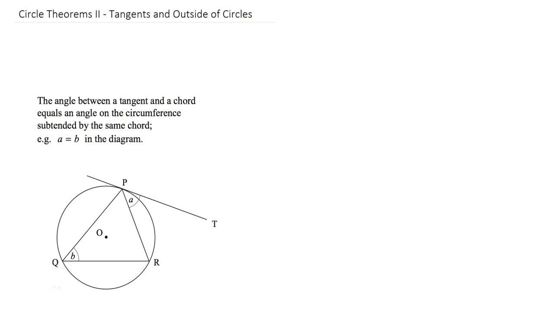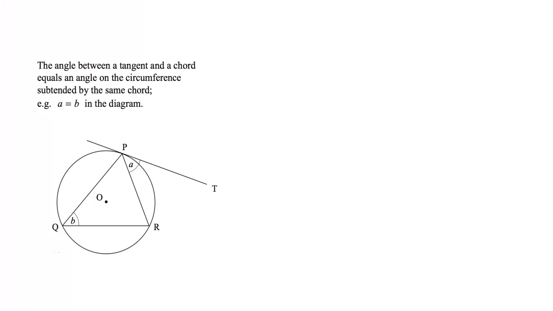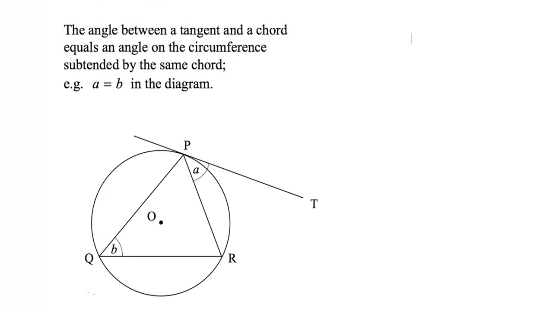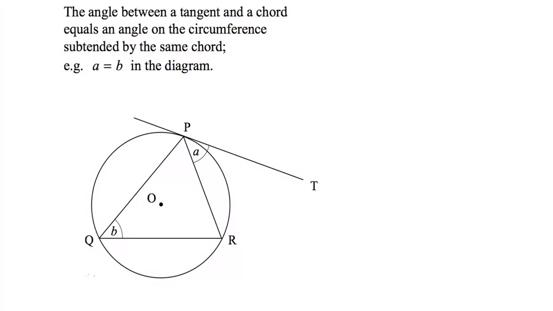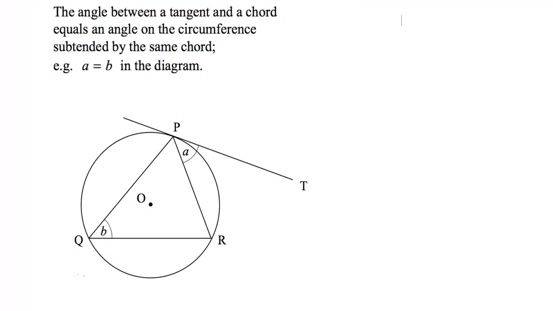So in this video, we're going to take a look at some final circle theorems. These ones are involving tangents or are outside of the circle in some way. So let's start off with this theorem here. The angle between a tangent and a chord equals an angle on the circumference subtended to the same chord.